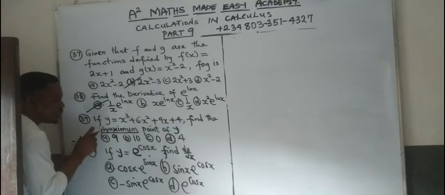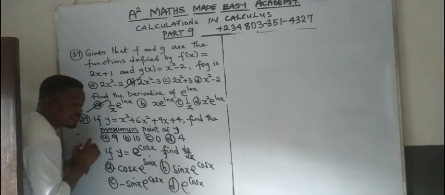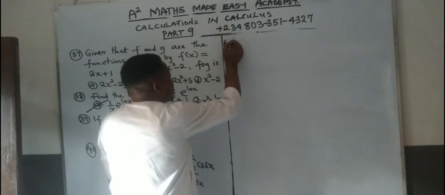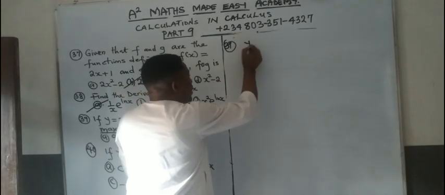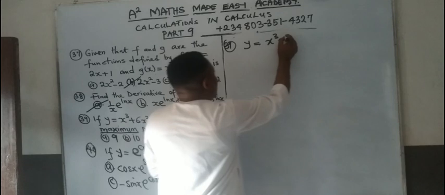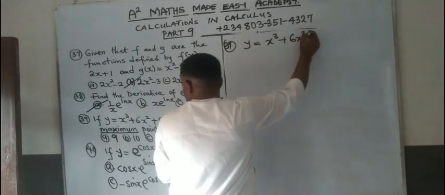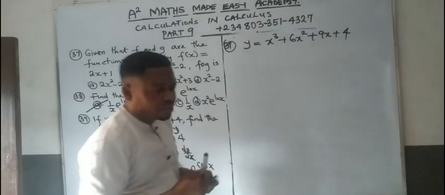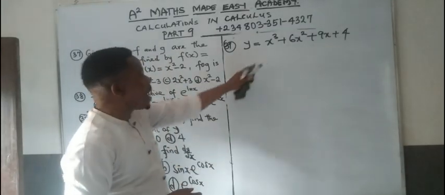This is called application of differentiation. Now, can we solve it? This is question number 39. Are you there? Now, the question is that y is x to power 3, then plus 6x to power 2, then plus 9x, then plus 4.